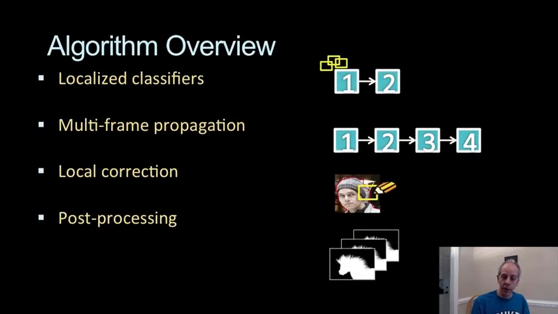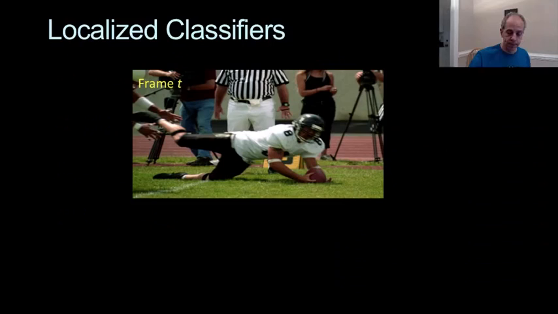So the algorithm I'm going to describe has 4 major steps that we see here. First of all, we're going to do segmentation from one frame to the next frame. Then we're going to propagate multiple frames ahead. And then we're going to show local correction. And I'm going to briefly mention post-processing, which is a concept that we are segmenting videos and not just still images. And we're going to see many very cool examples. So let's start with the localized classifiers.